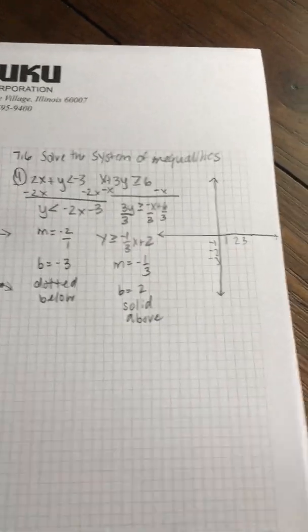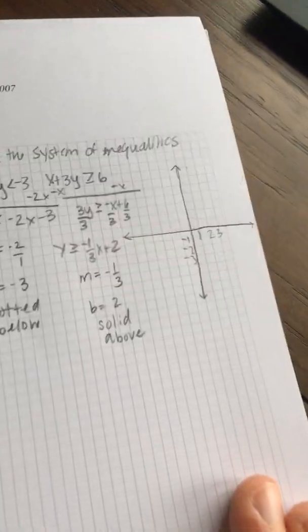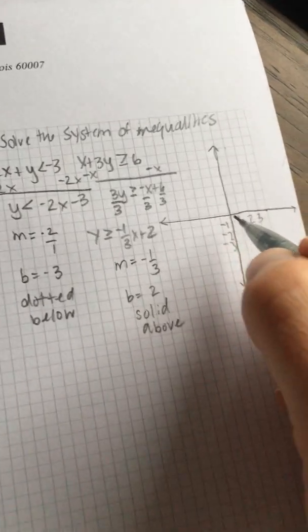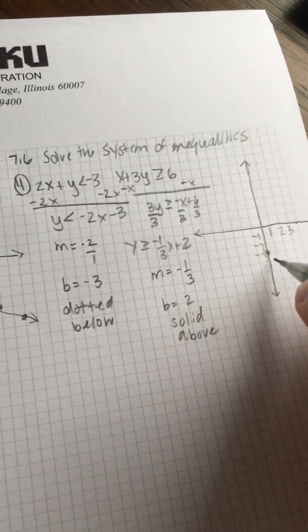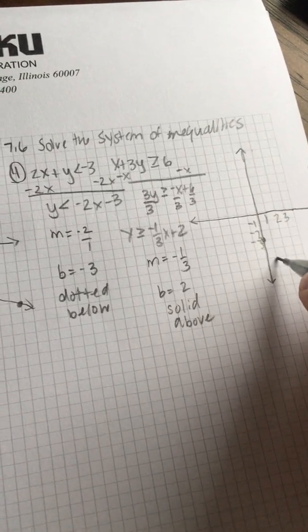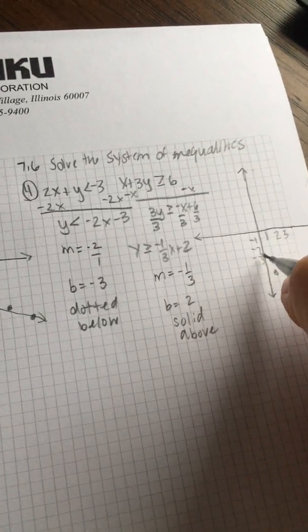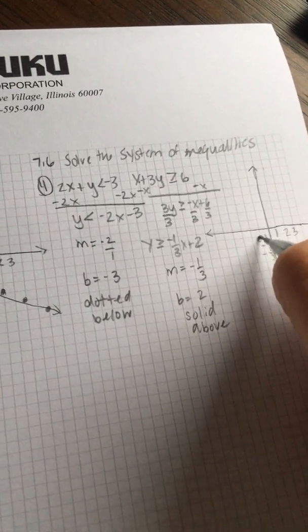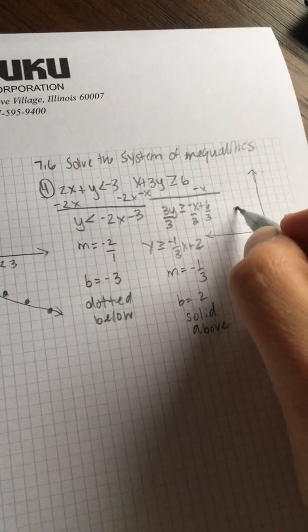So, graphing that first line, starting at negative 3. Oops, lost half the paper. Give me just a sec to do this. Starting at negative 3. And then moving down 2 and right 1. Down 2, right 1. Up 2 and left 1.